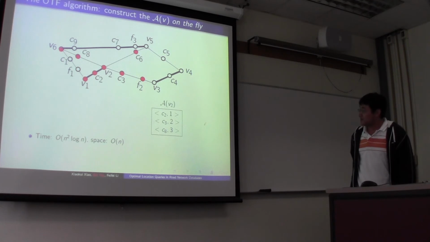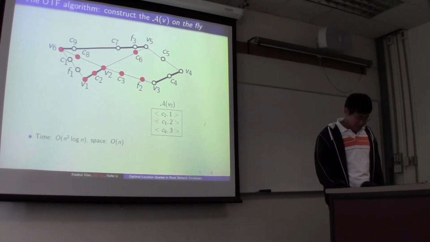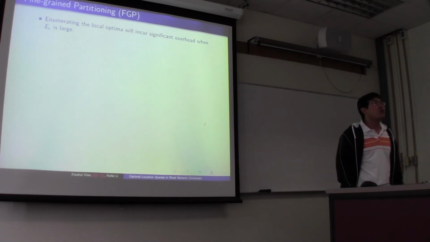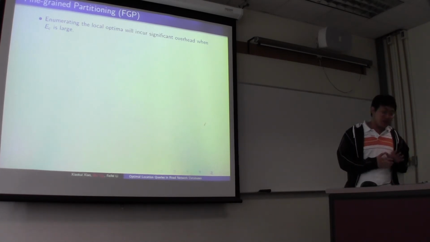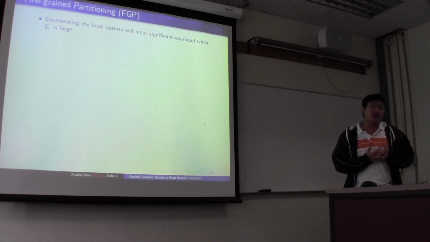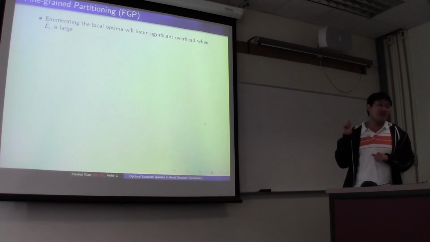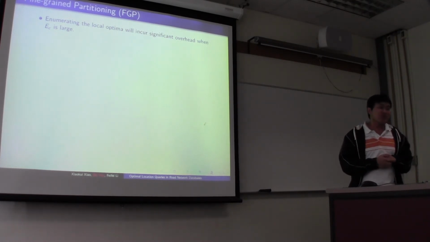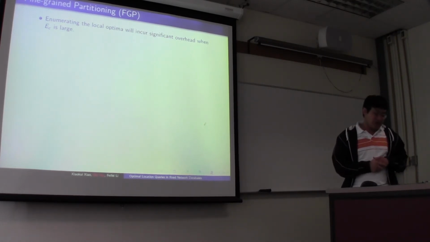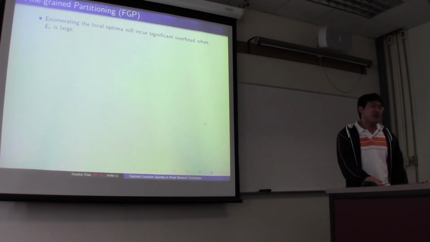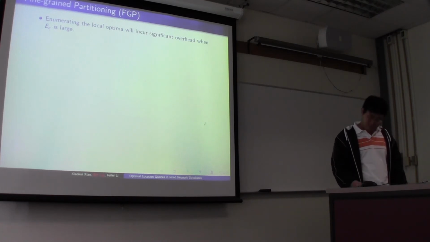This is the complexity of the algorithm. Once we find the local optima, we can enumerate the local optima to find the global optima. But such a solution will incur significant overhead when the candidate edge is large. To address this issue, we propose a fine-grained partitioning technique to avoid the exhaustive search on the candidate edge.